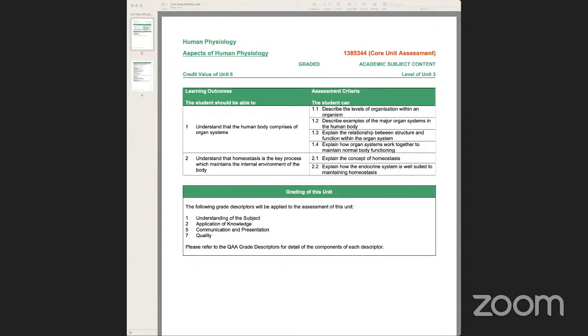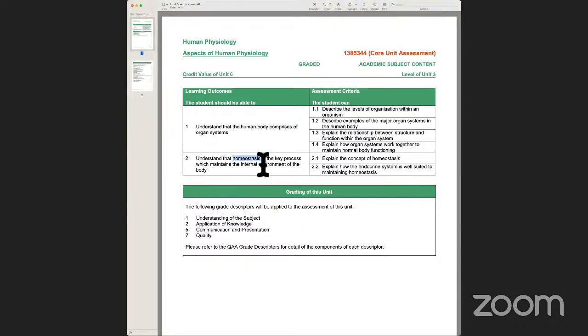So what you have on your screen right now is the indicative spec. And this indicative spec essentially shows you the content that we are going to be covering in this particular unit. So there are two learning outcomes. One looks at understanding the human body and human body systems. There are 7 systems in particular that we are going to be looking at covering, which will be nervous system, digestive system, excretory system, cardiovascular system, endocrine system, and we'll also be looking at the respiratory system. So these are 7 systems that we're going to be looking at studying to understand the human body and how the human body functions. The second learning outcome is focused on homeostasis.